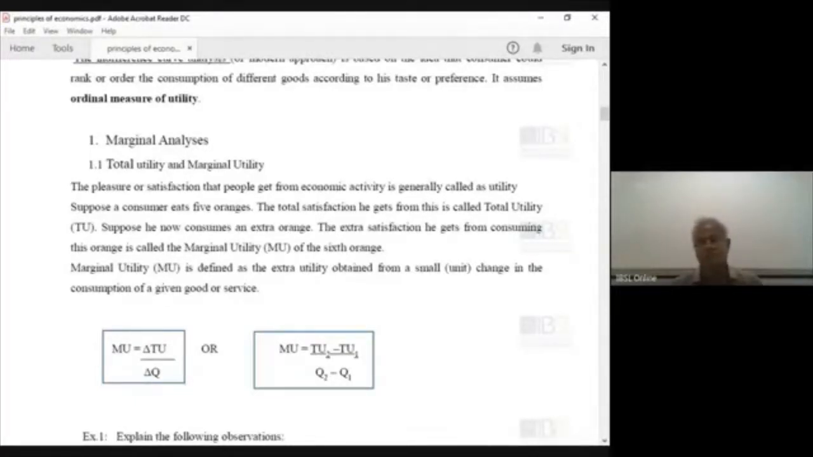Numerator, you have the change in utility, 110 minus 100, divided by 6 minus 5. That is marginal utility: TU2 minus TU1. So when people take decisions, they consider not only total satisfaction but also marginal satisfaction, the marginal utility, the utility of the last unit.